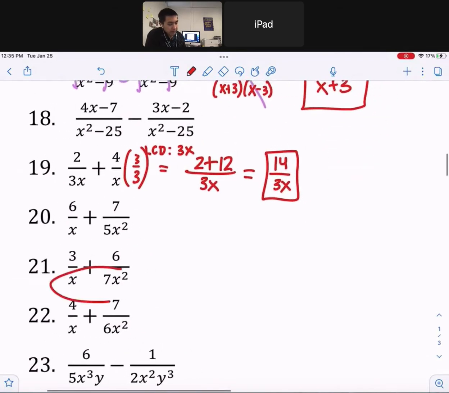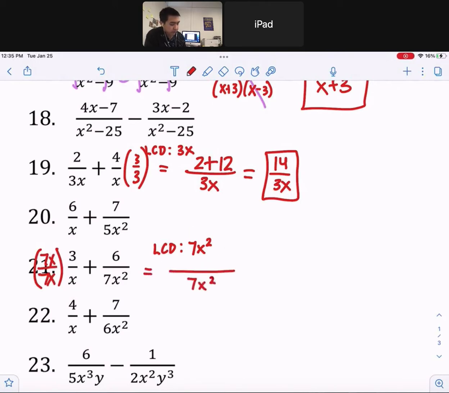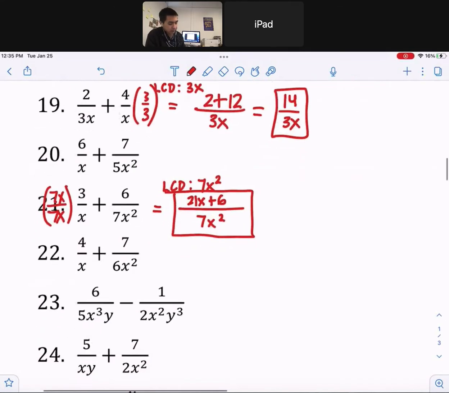21. Okay, these are not the same, so we have to make them the same in order to combine like terms. So the least common denominator, you guys, is 7x squared. We have to get both of them to be 7x squared. Well, this one's fine, but this one, you guys, we've got to multiply top and bottom by 7x for it to get to 7x squared, right? So all over 7x squared. 7x times 3, you guys, is 21x plus 6. Can't simplify that, so that's going to be our answer.